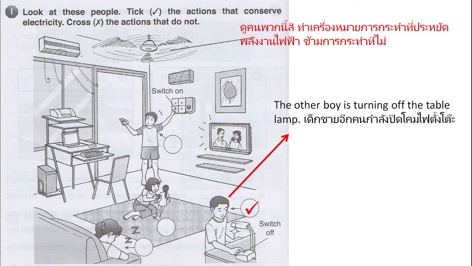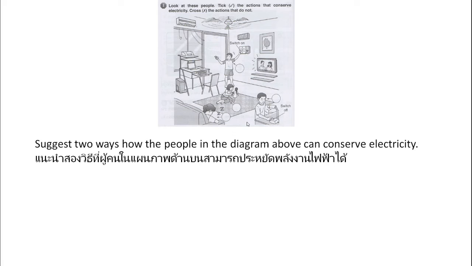Yes, that action conserves electricity. Now let's move on to exercise J, page 74. Looking at exercise I, suggest 2 ways how the people in the diagram above can conserve electricity.